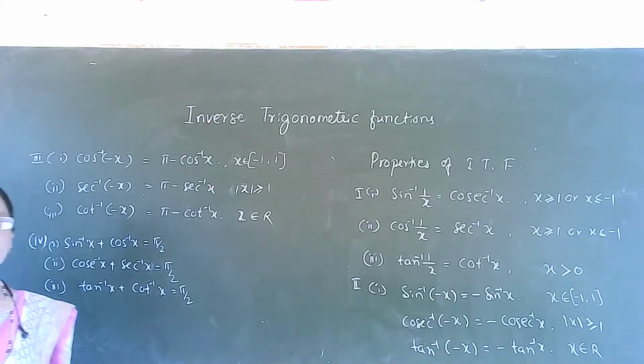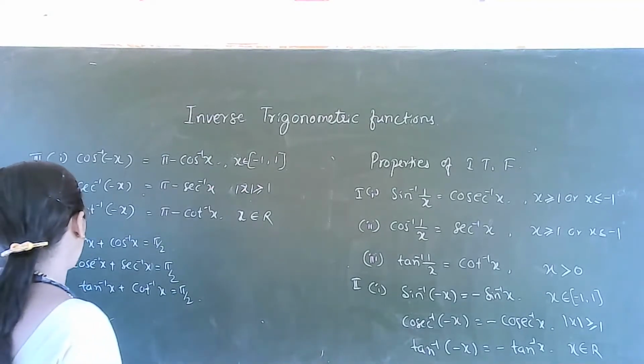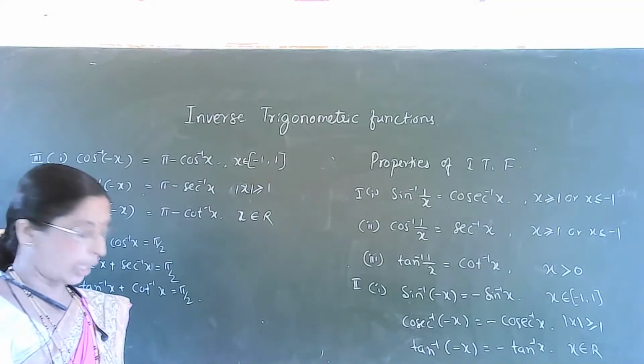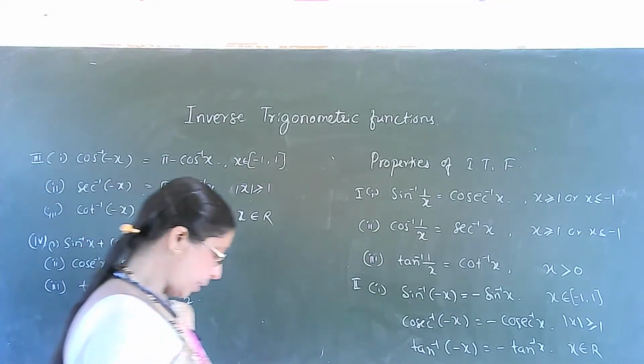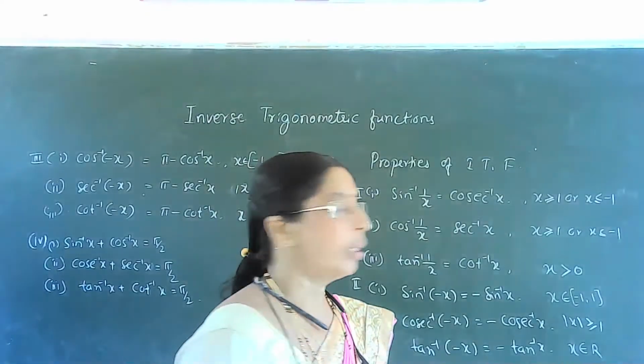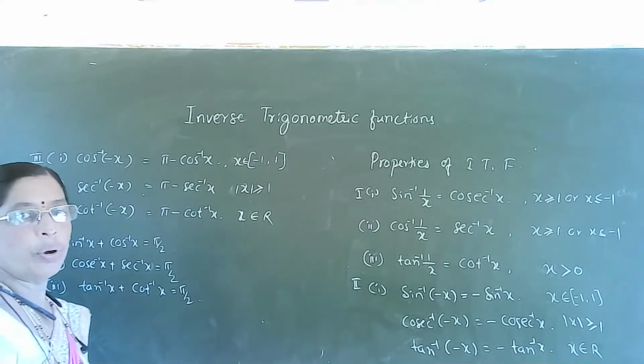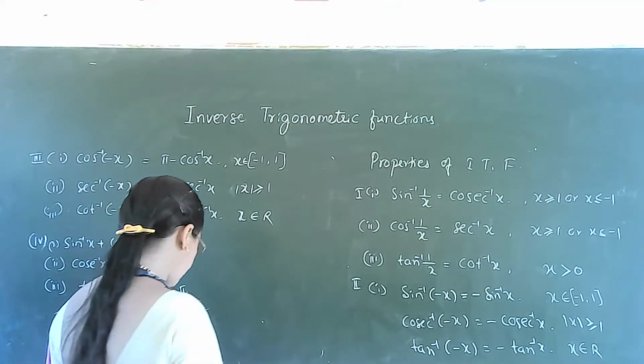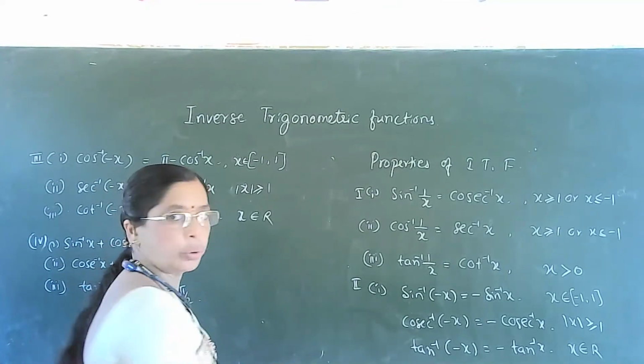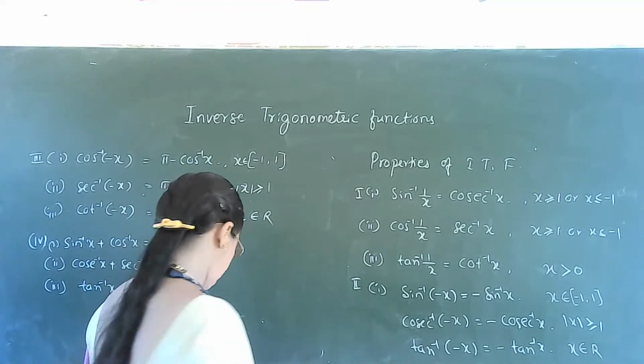First type is sin inverse x plus cos inverse x equal to pi by 2. Second one is cosec inverse x plus sec inverse x equal to pi by 2. Then the last one is tan inverse x plus cot inverse x equal to pi by 2. Sometimes I have to prove this one also.